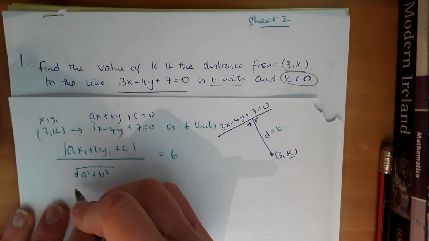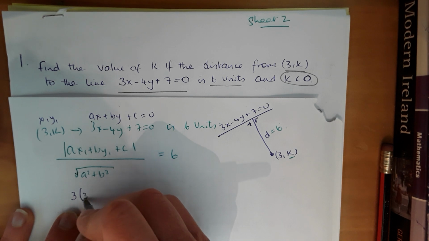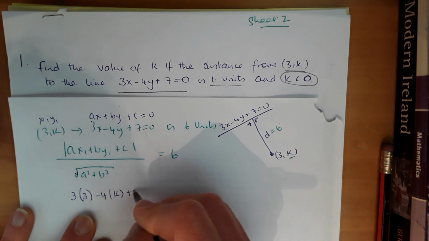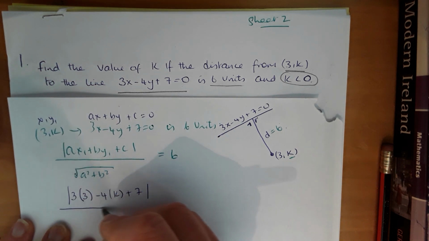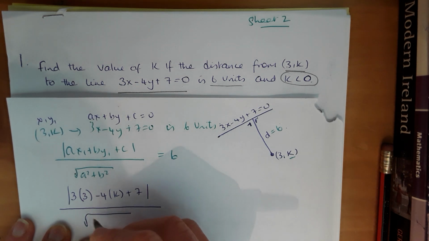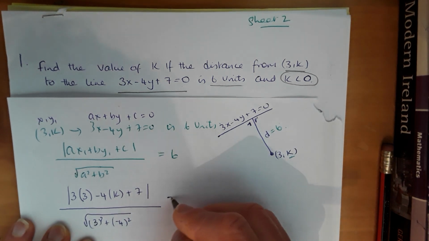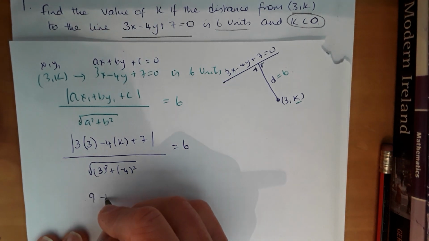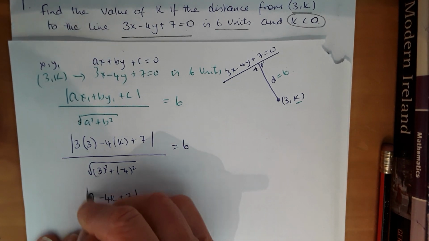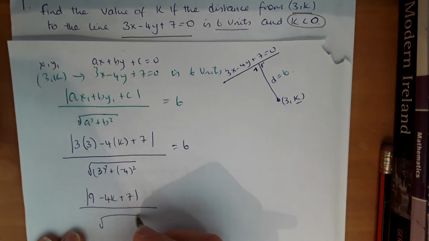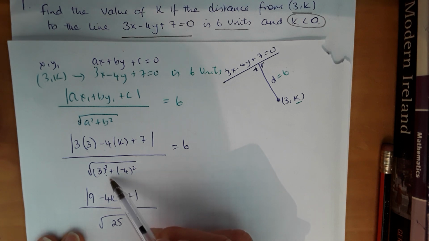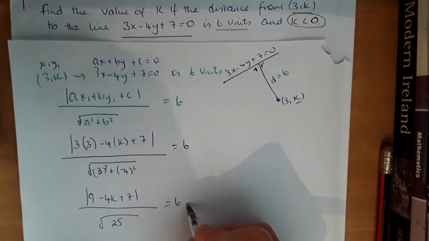Right, so now what do I have? Filling it in, I have 3 by 3, which is x1, plus b, which is minus 4, by y, which is k, plus c, which is 7. The modulus of all that, all over the square root of 3 squared plus minus 4 squared. And I know that my answer will be 6. So working through that, I have 9 minus 4k plus 7, the modulus of that over the square root of 9 plus 16, which is 25. Remember, you can put all that in your calculator, but you will never have a negative distance. And that's equal to 6.